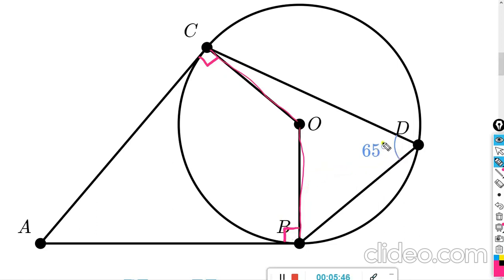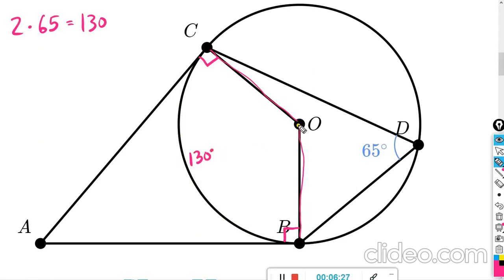Now we can see angle D as an inscribed angle. The vertex is on the circle itself, and we know that an inscribed angle is half the measure of the arc it intercepts. So if this is 65, that's going to be half of this arc right here. In other words, this arc is going to be 2 times 65. If we do 2 times 65, we get 130. So the measure of this arc right here is 130 degrees.